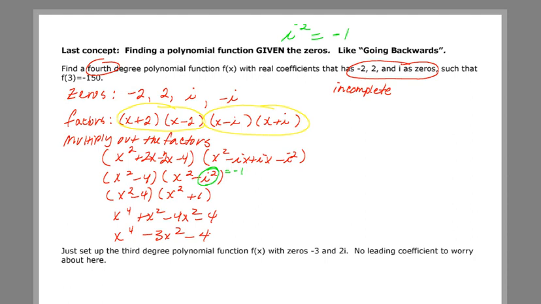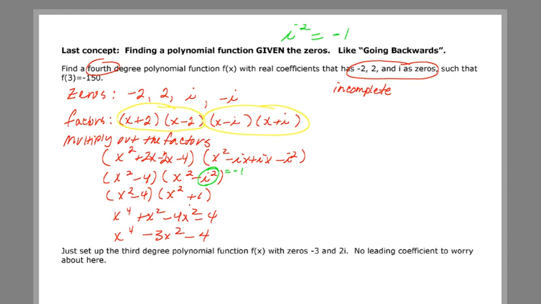Now we're not done yet, but look at what happened here. We set up 4 zeros, we set up 4 factors, multiplied them out using the FOIL method, left with those two binomials that we multiplied out at the end.